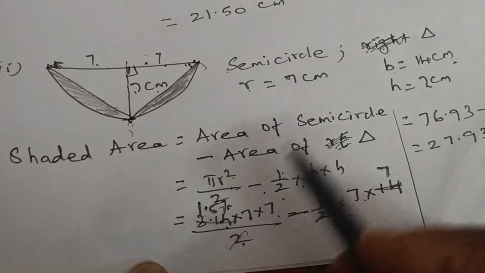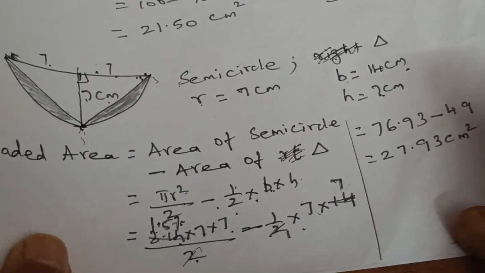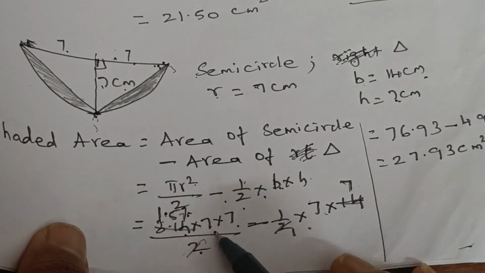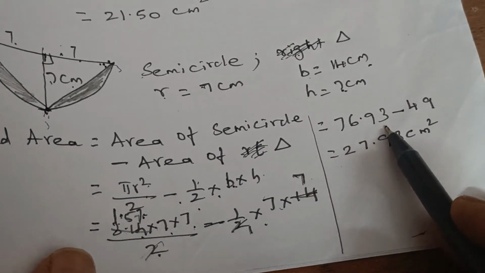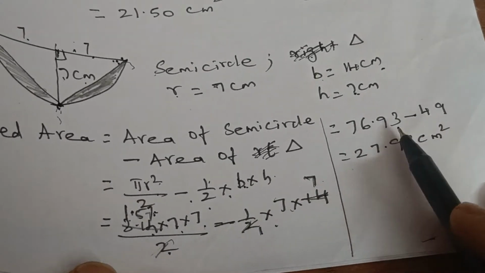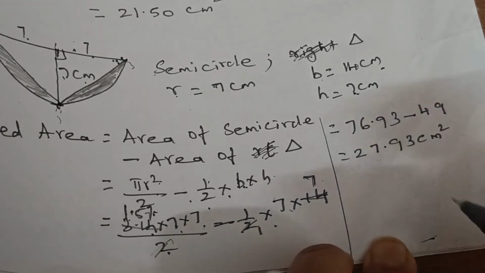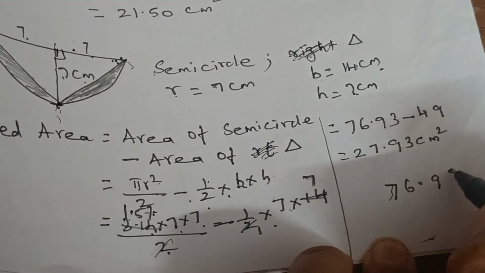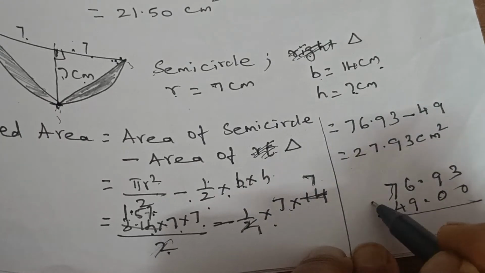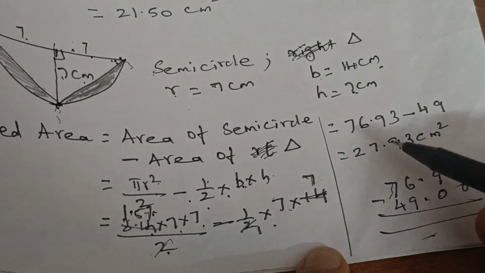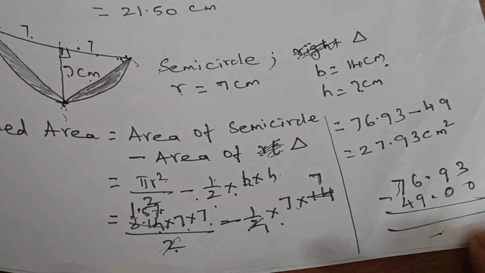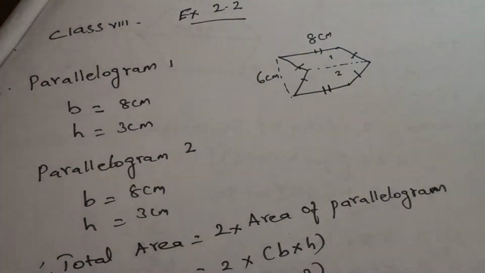Now when you multiply 1.57 into 7 into 7. 1.57 into 7 gives you 10.99, into 7 gives 76.93, minus 7 sevens are 49. Now from 76.93 you subtract 49. How to subtract? 76.93 is a decimal number and 49 is a whole number. So the decimal part is 00. You subtract it, we get the answer as 27.93 centimeter square.